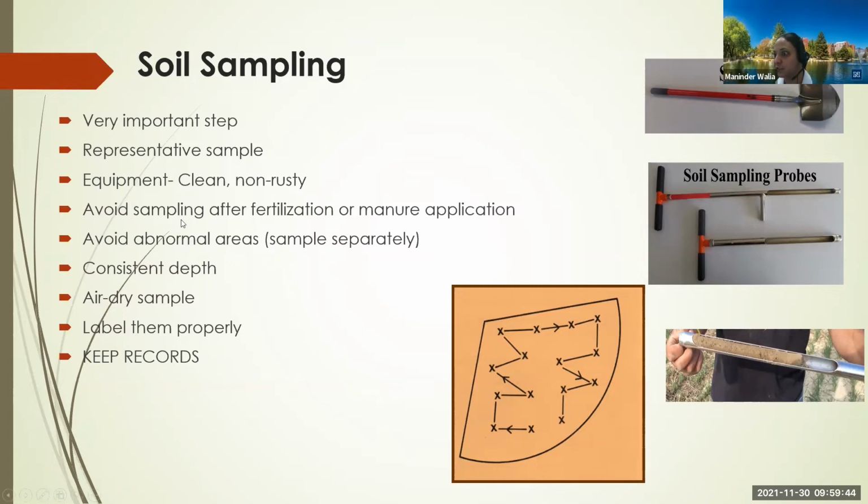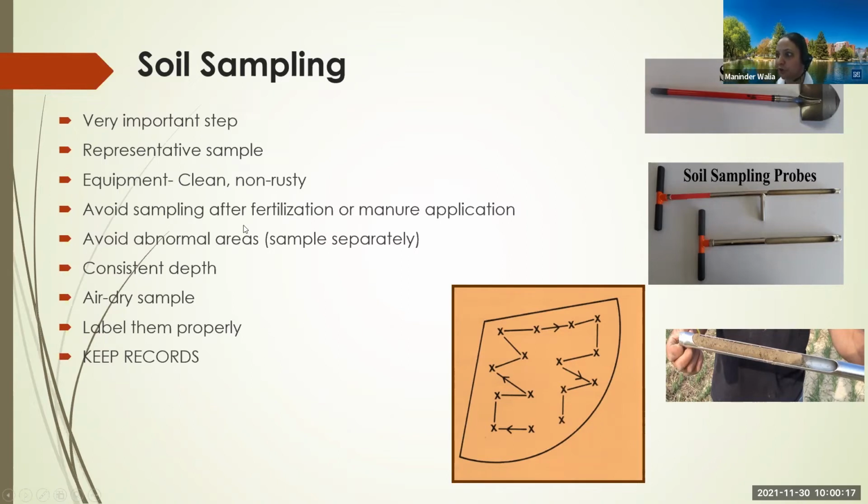It is also a good idea to avoid taking samples within a month of fertilization or addition of any chemicals, manures, or organic fertilizers. The most important part during sampling is that the sampling devices, such as probes and shovels, need to be non-rusty and clean, because that would definitely affect the analysis. So make sure that these are non-rusty and clean to avoid contamination.